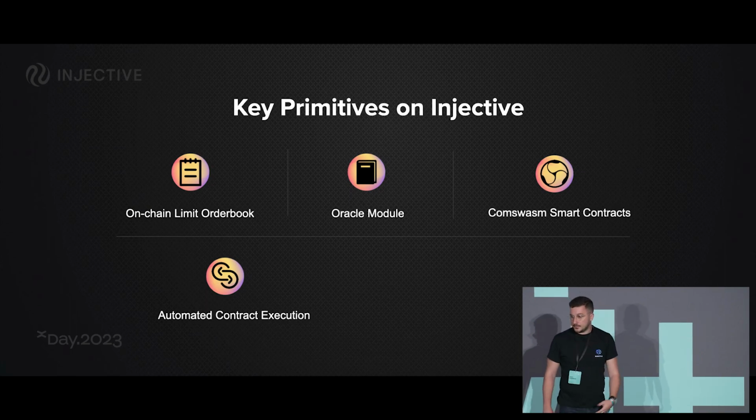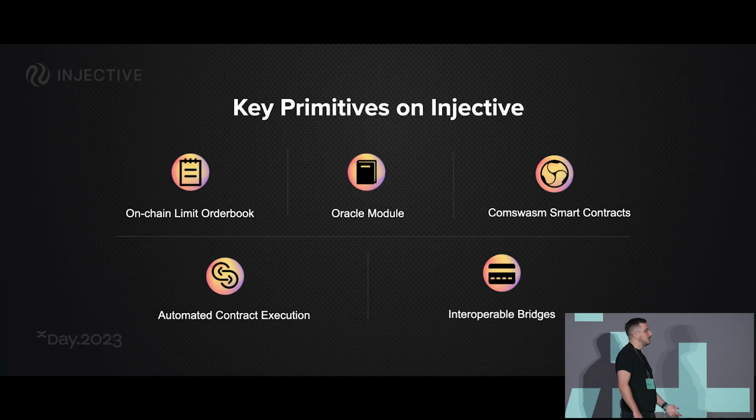Injective is also highly interoperable with multiple layer 1s, including but not limited to Ethereum, Solana, Polkadot, Polygon, and etc. It's also integrated within the Wormhole network, which also allows connectivity with other prominent L1s and L2s within the industry.